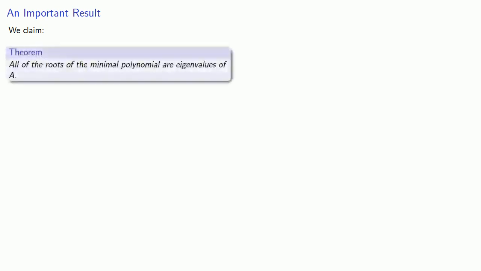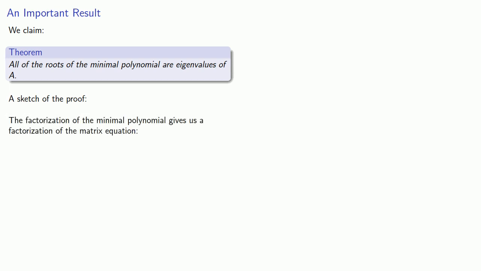So why did we do that? We claim the following important result. All the roots of the minimal polynomial are eigenvalues of A. Here's a quick sketch of the proof. The factorization of the minimal polynomial gives us a factorization of the matrix equation.